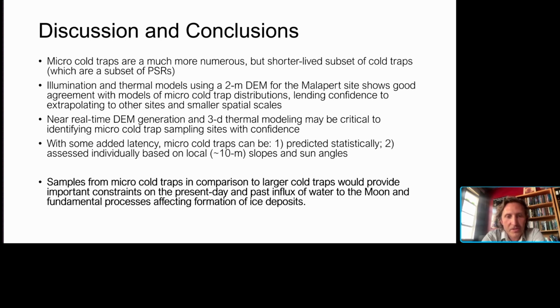So comparing these samples to larger cold traps provides an interesting way of measuring the present day or recent past influx of water to the Moon compared to the deeper deposits.